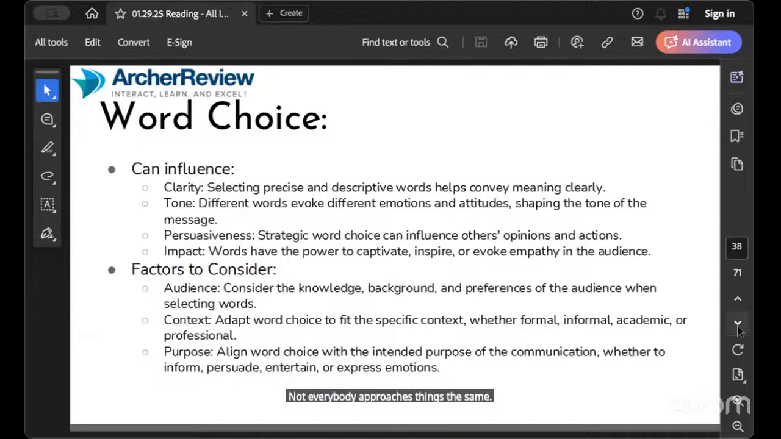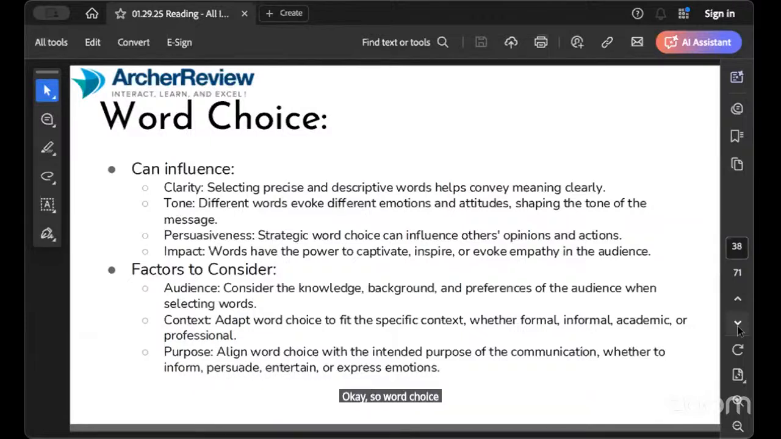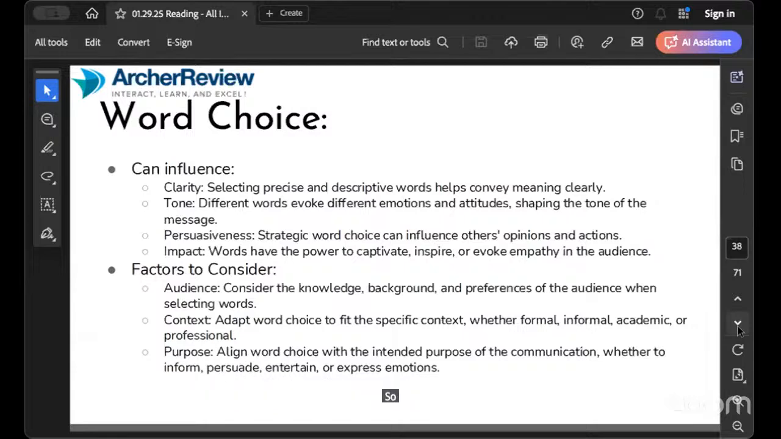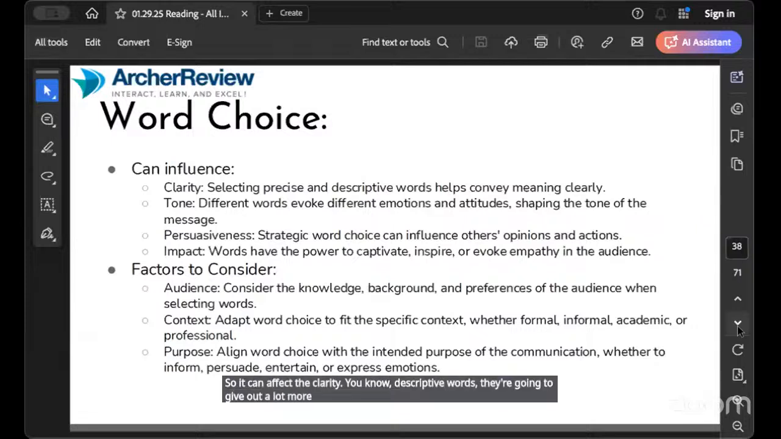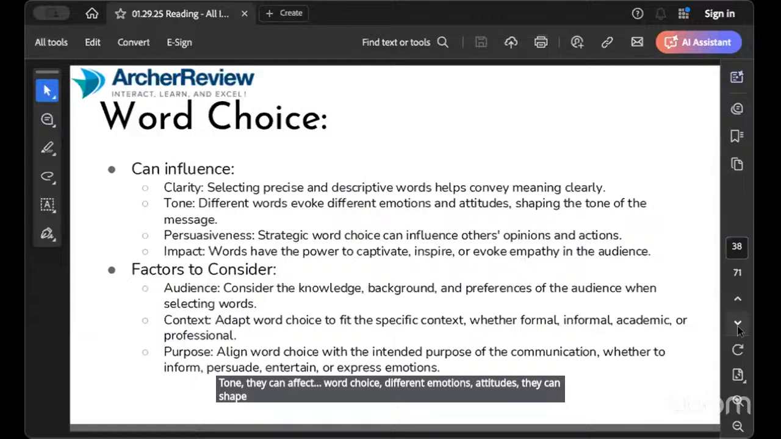Now, when you are trying to determine definitions or word meanings, think about word choice. Okay? So, word choice can influence pretty heavily what a sentence means, what a word means. So it can affect the clarity. Descriptive words are going to give out a lot more meaning and convey a lot more than just general blah words. Tone can affect word choice, different emotions, attitudes. They can shape what the central message of a passage is.